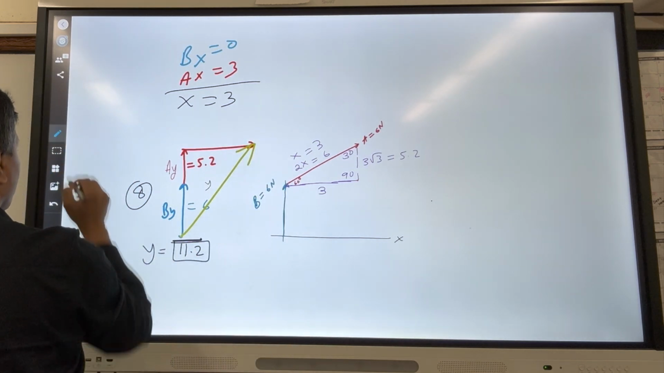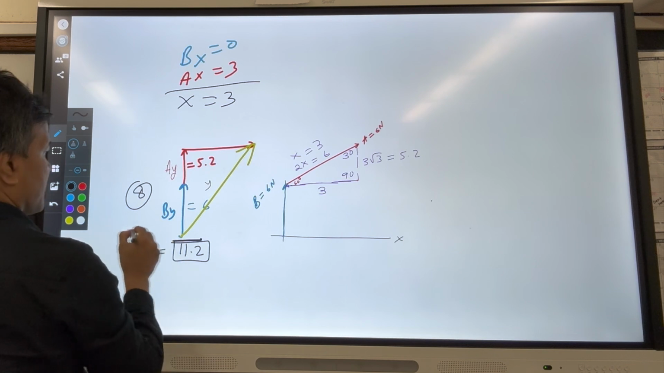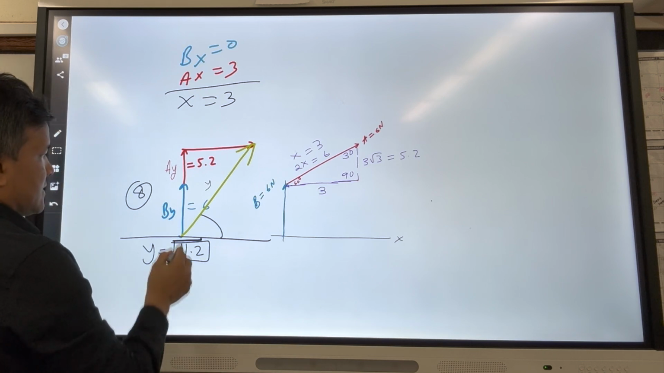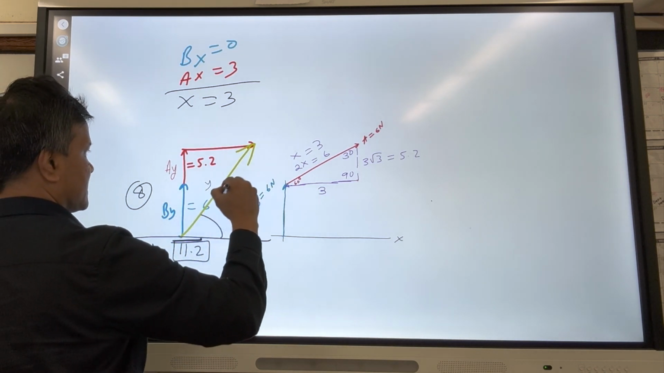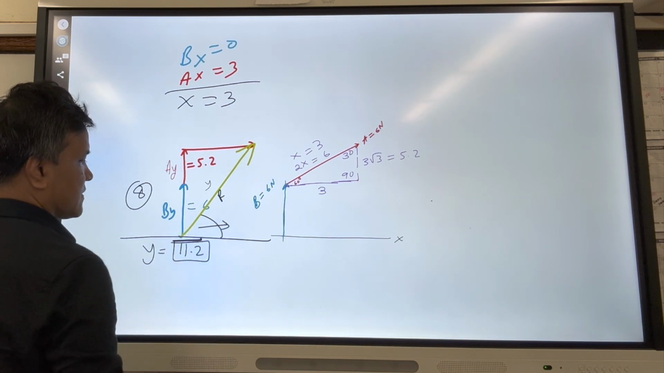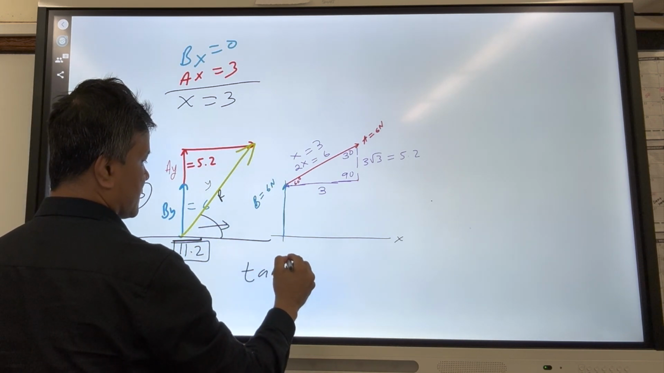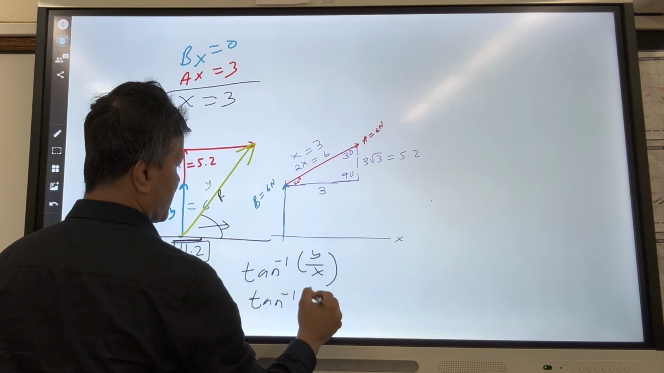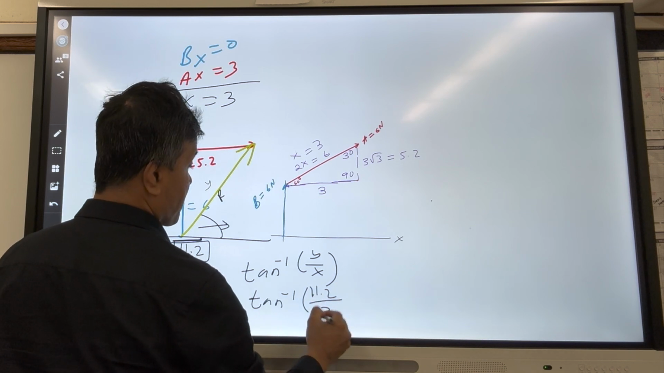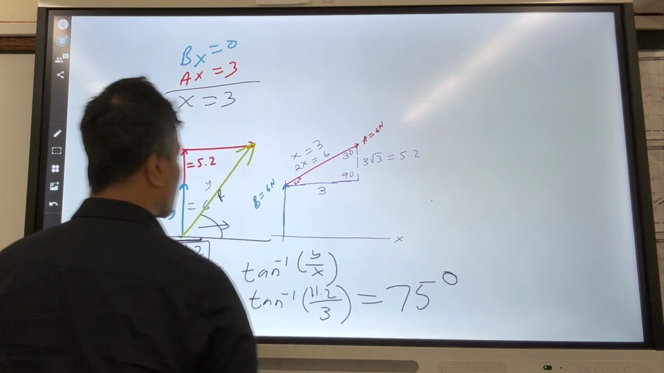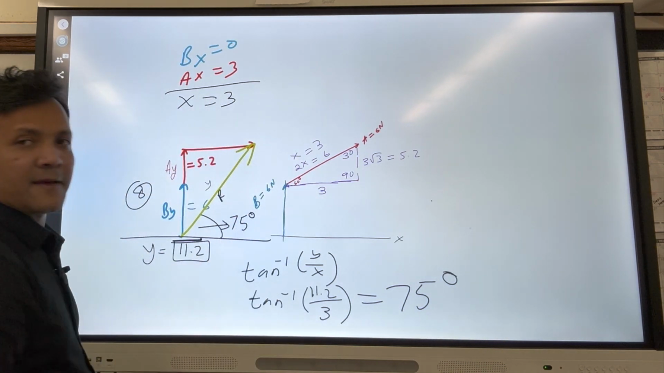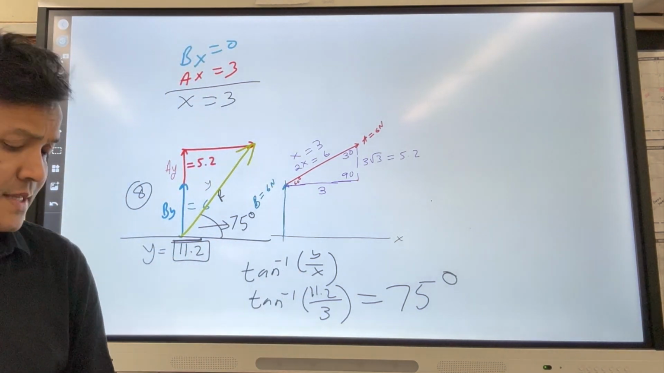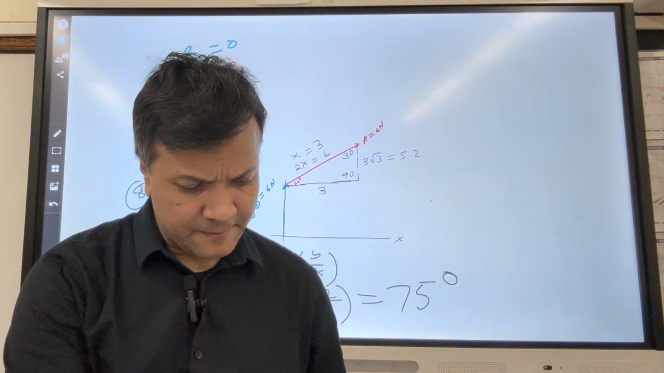So what angle are we looking for? We are looking for the angle above the horizontal. This is the angle we're looking for, right? So the resultant is above this. Okay, so tangent inverse is y over x. So tangent inverse of y is 11.2, x is 3. So this is 75 degrees. So this resultant is at 75 degrees. Okay, you can use the protractor to also see whether it is 75 degrees or not. And that takes us to problem number 9.